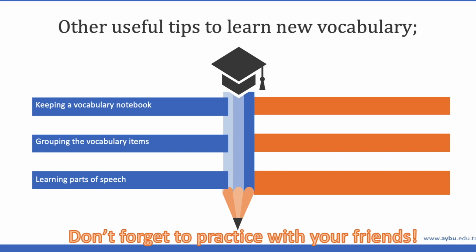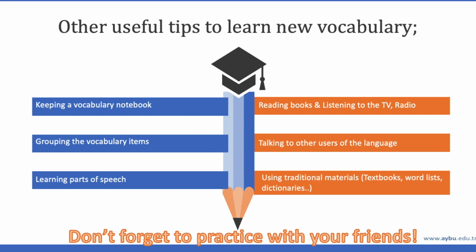Thirdly, you can learn parts of speech of the word, which means whether the new item is a noun, a verb, or an adjective. You're familiar with the next tips. The one is reading books, listening to the TV, radio, or podcasts. Another useful step to practice English is speaking with native people. I know it may be difficult, especially these days, but I will show you some ways to do it at your home without going somewhere.